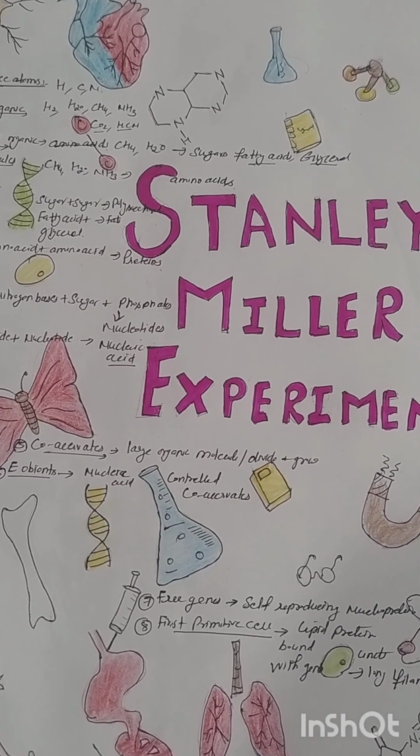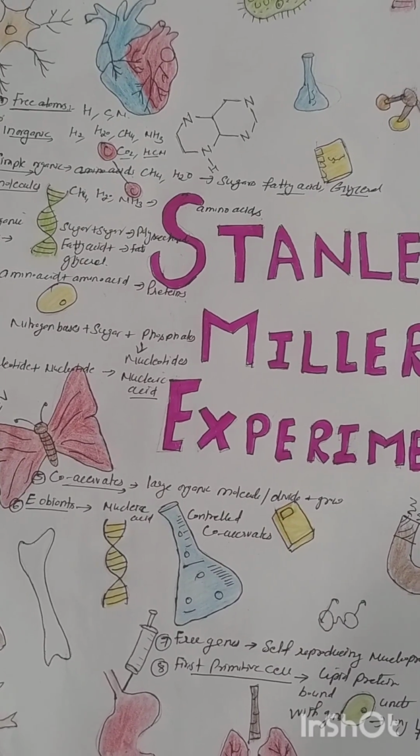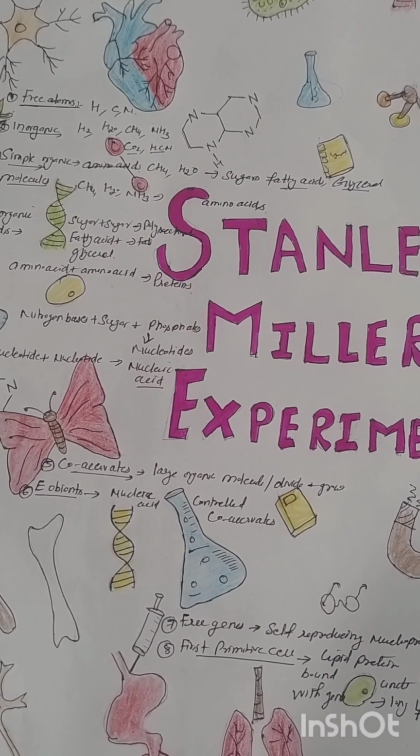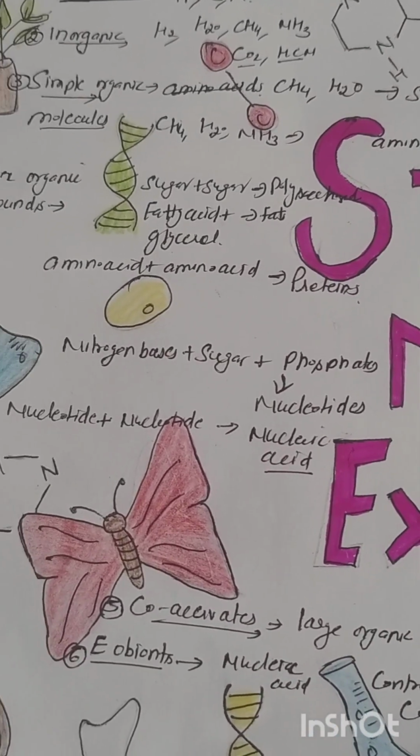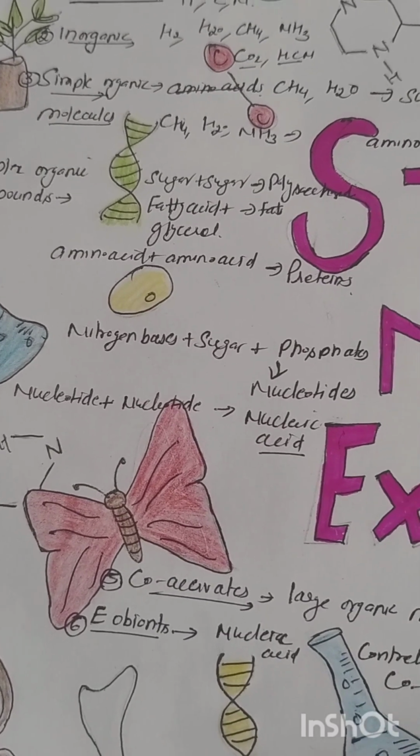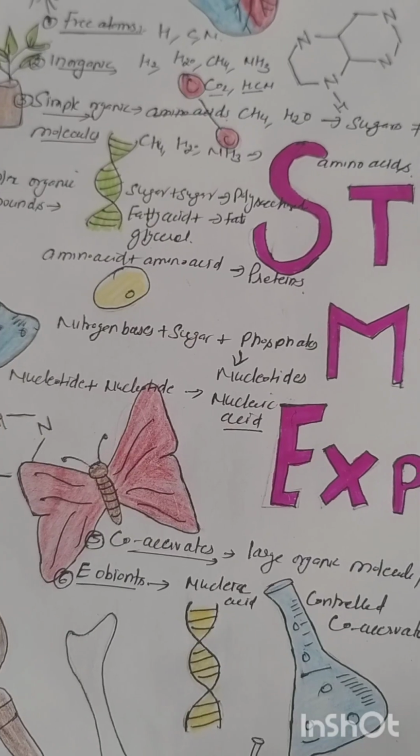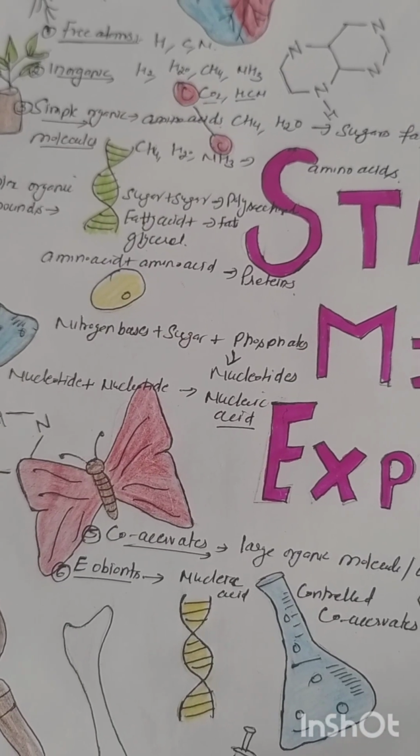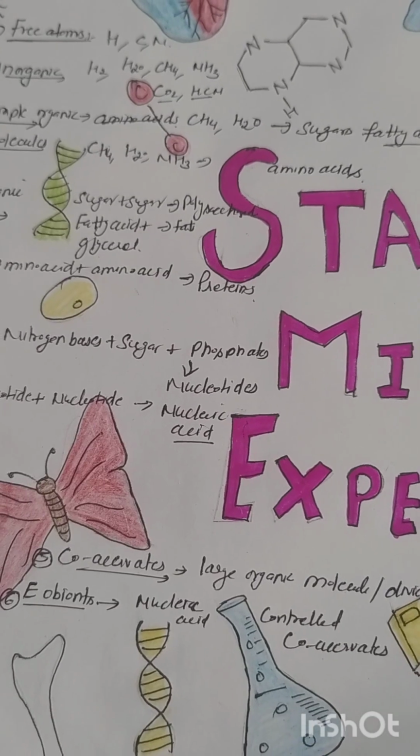Then simple organic compounds: molecules like methane and water form the sugars, fatty acids and glycerol, you can see here. And methane, hydrogen and ammonia are forming the amino acids. And methane, water, ammonia and HCN are forming the nitrogenous bases, purines and pyrimidines.